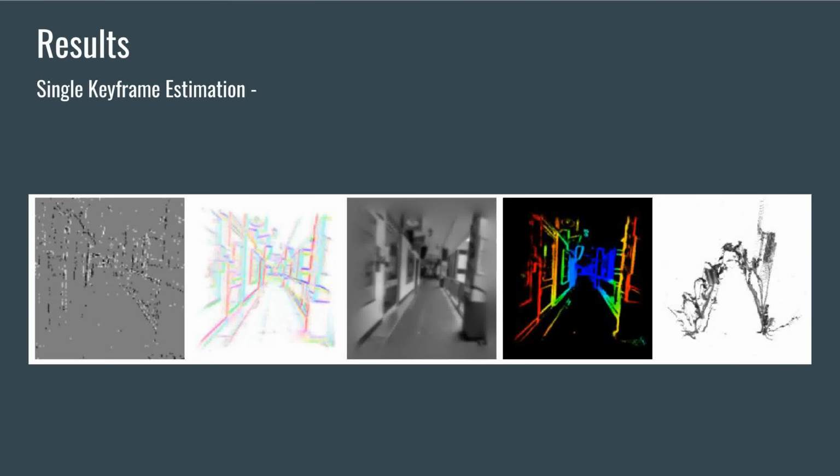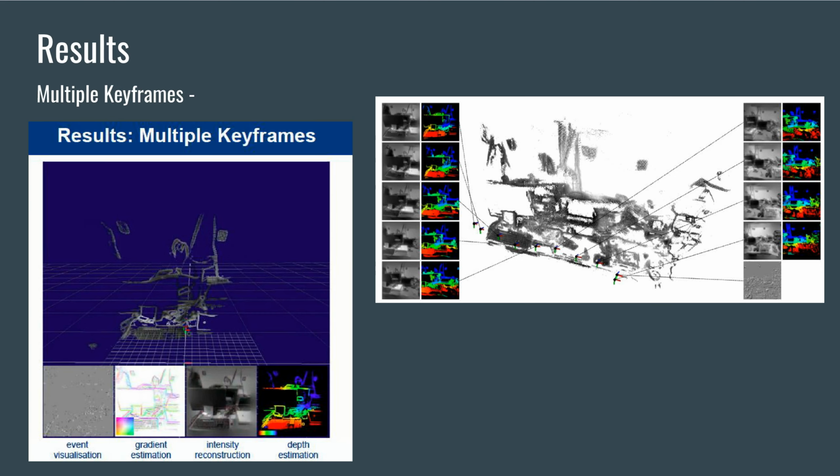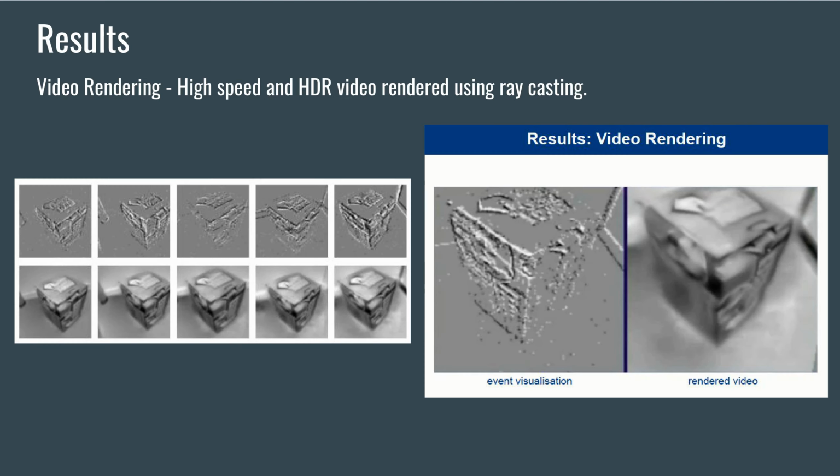In the experiment, the algorithm tracks against and reconstructs a single keyframe for various indoor and outdoor scenes. 3D reconstruction is generally good, but poor quality depth estimates are observed near boundaries. For multiple keyframes, the authors test the system on multiple trajectories. The authors render video frames from event data based on the method of ray casting.